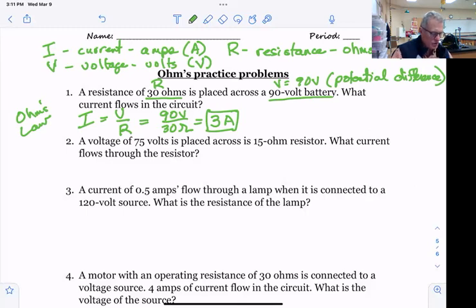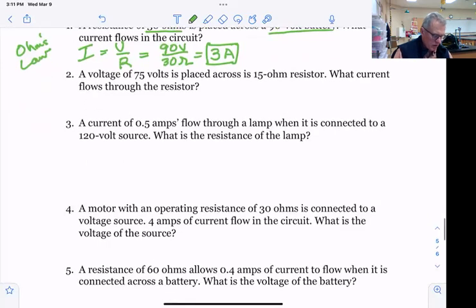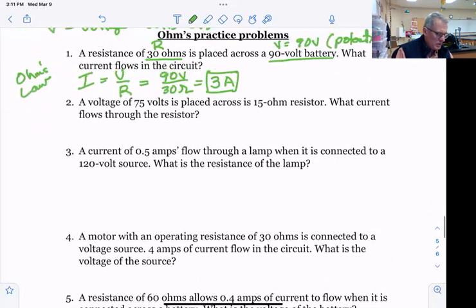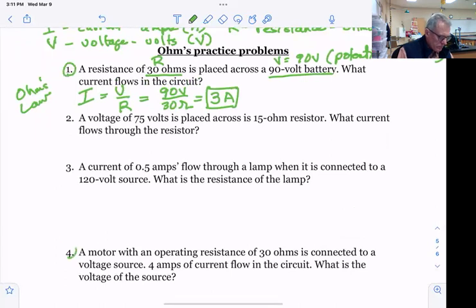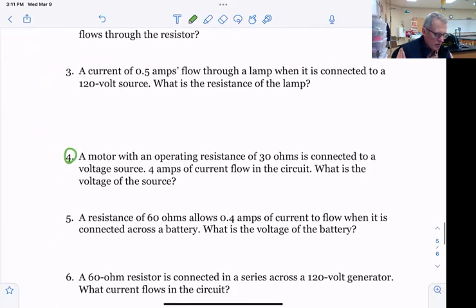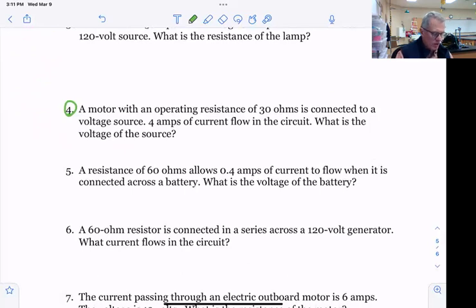There's another way to write this, and I'll bring it up right now. I'll go down and do a different one at this point. There's number 4. Let's talk about that for a minute. You should do the remaining problems. So you have a motor with an operating resistance of 30 ohms, and it's connected to a voltage source. There are 4 amps, so this is the current flowing in the circuit. What is the voltage of the source?